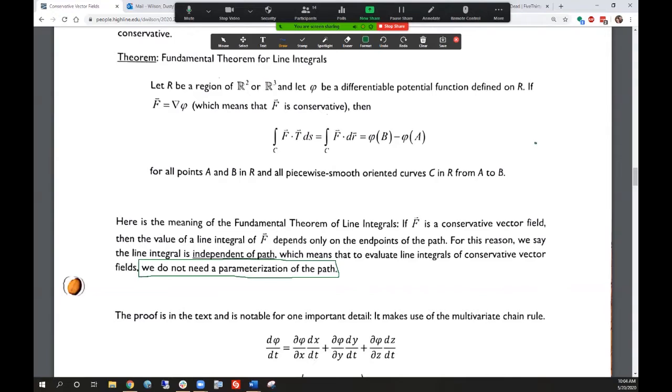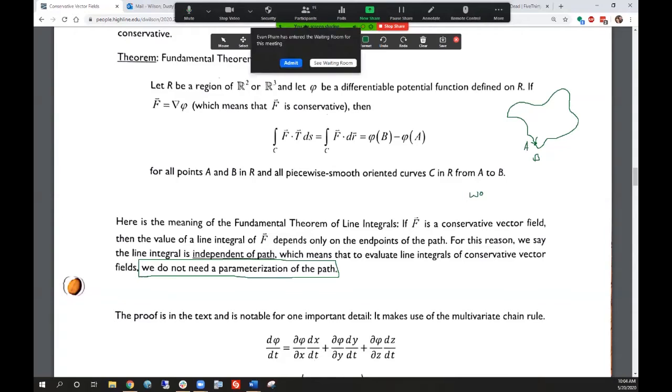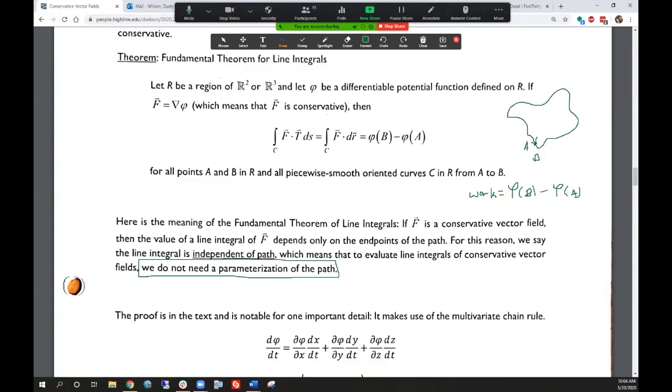So if you have a closed path, and that would mean you start at A, and then you run all the way around, and your A is also your B, they're the same point, then we would say that the work, through a conservative field, would be the potential function at the final point B minus the potential function at the initial point A. But notice that our B is actually the same as our A, and so the total work done would be 0. So this would give me the work around a closed path.